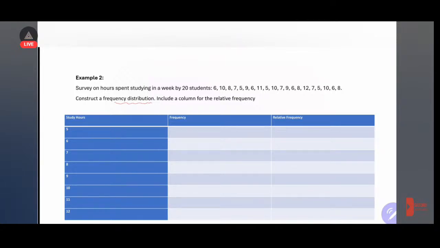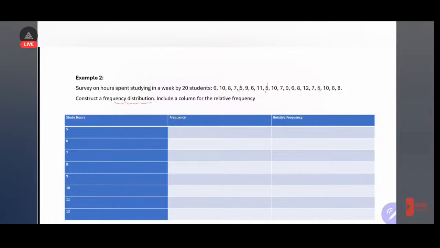Now, to do this, we have the study hours given. We need a frequency. Unlike the previous example, the frequency has been given to us. But in this example, we don't have the frequency. Now, to get the frequency, we have the study hour of 5. Now, let's strike out everywhere we see 5. Here we can see 5. This is 1. This is 2.